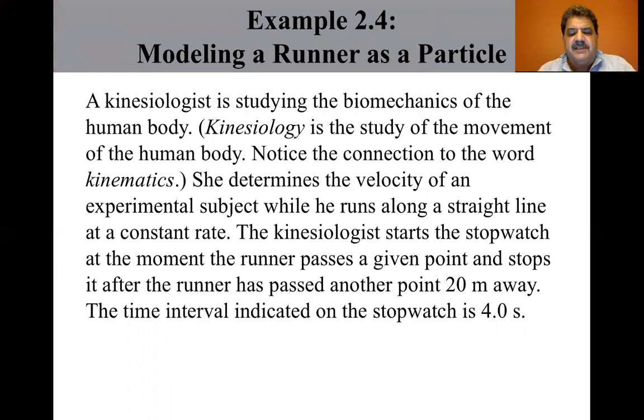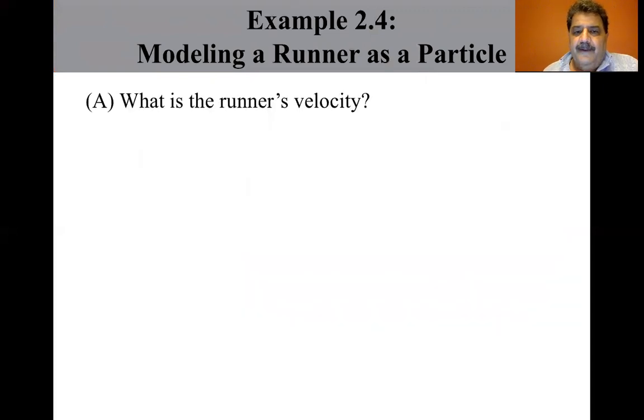A kinesiologist is studying the biomechanics of the human body. Kinesiology is the study of the movement of the human body. Notice the connection to the word kinematics. She determines the velocity of an experimental subject while he runs along a straight line at a constant rate. The kinesiologist starts the stopwatch at the moment the runner passes a given point and stops it after the runner has passed another point 20 meters away. The time interval indicated on the stopwatch is 4 seconds. What is the runner's velocity?